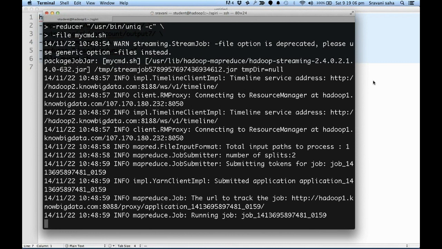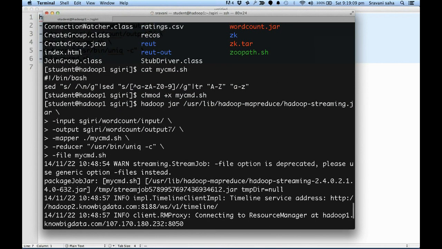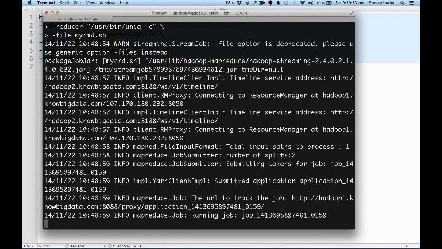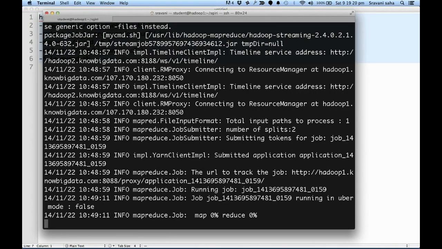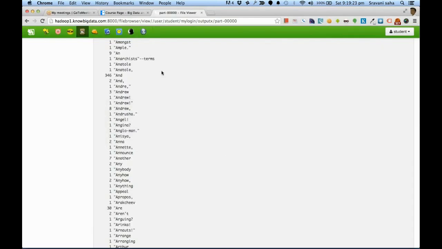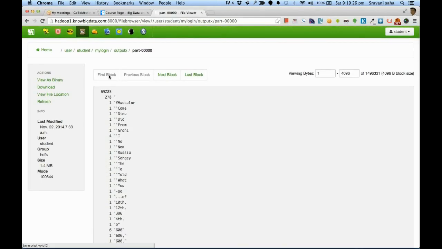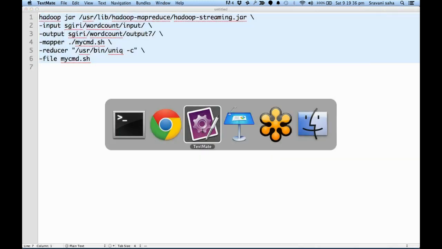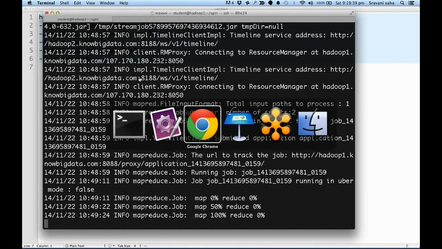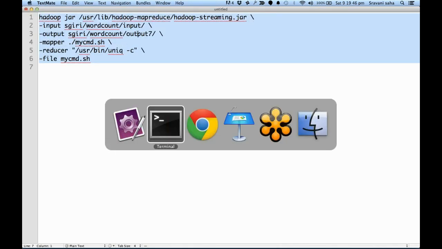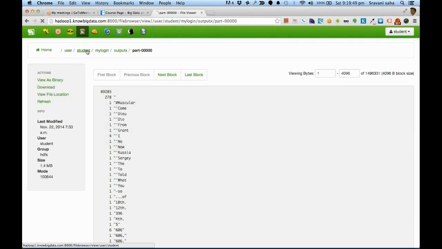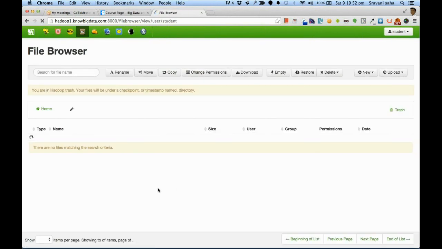So this time it is going to run. Let's go back. Where is it saving the output? It is saving the output in output 7. Let's have a look at output 7. But where is output 7 located? Sgiri word count output 7, and that Sgiri has to be with reference to the home folder of the user. So in the HDFS, where is Sgiri? There. And then you have got word count and output 7.